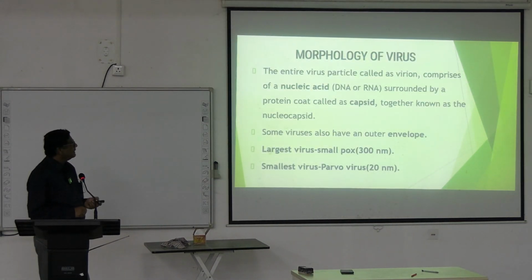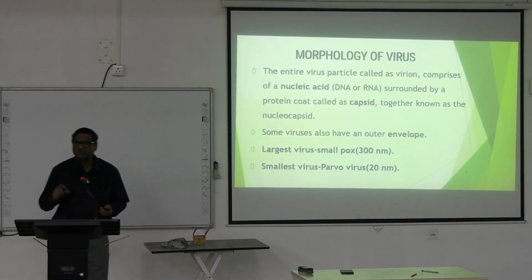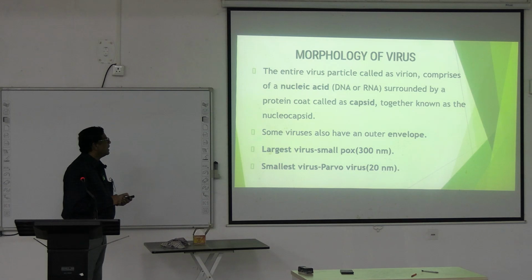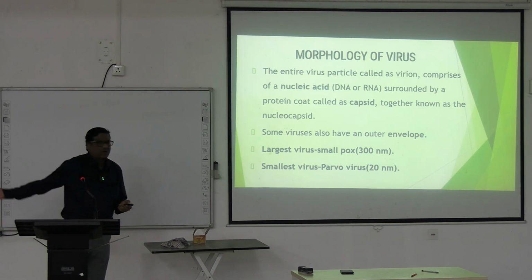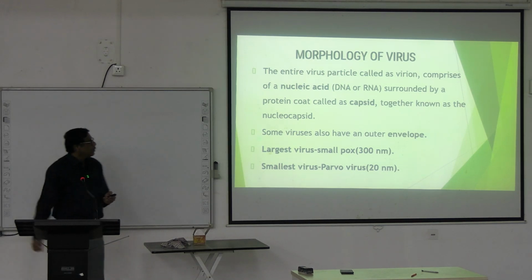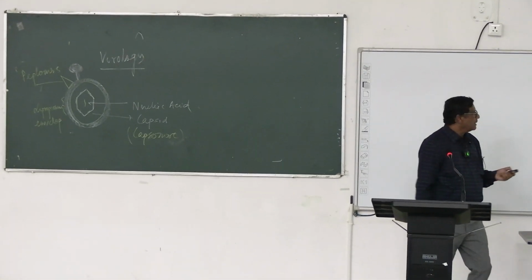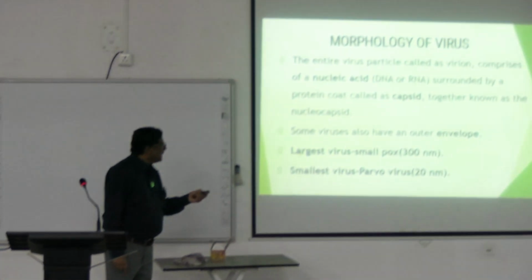The morphology: the entire infectious particle, or the whole virus, is called the virion. It comprises nucleic acid, DNA or RNA, surrounded by a protein coat called the capsid. Some viruses also have an outer envelope.